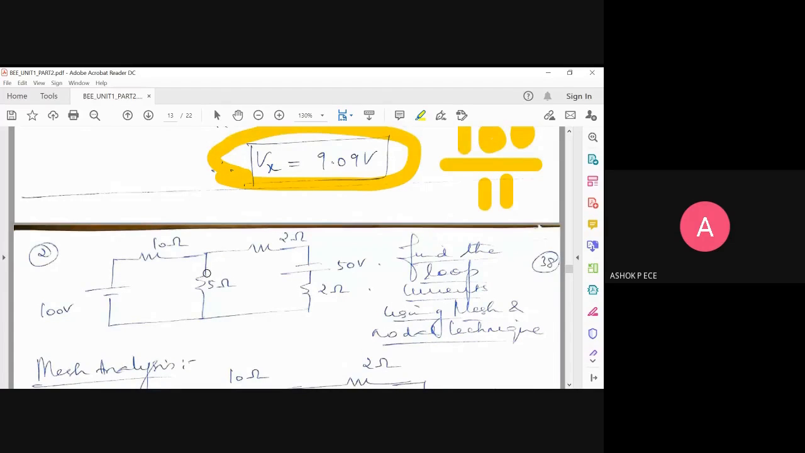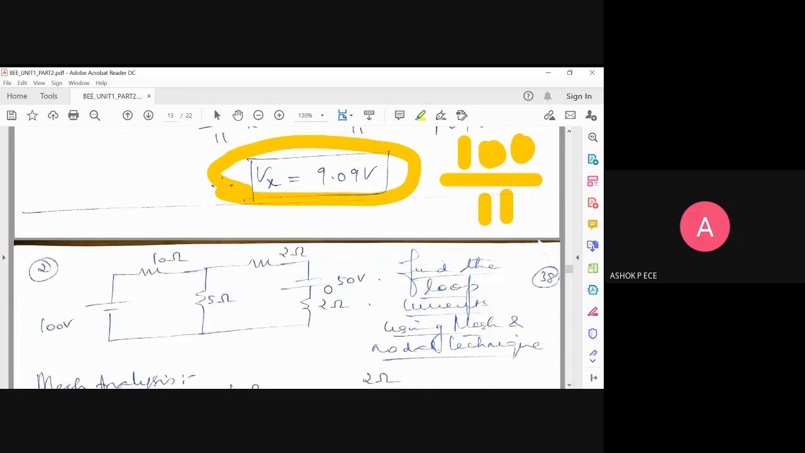First, draw the circuit and mark the current directions. We'll first solve the problem by mesh analysis. Then we'll do it by node analysis. We have 10 minutes of time. We should be able to complete this problem in 10 minutes of time.